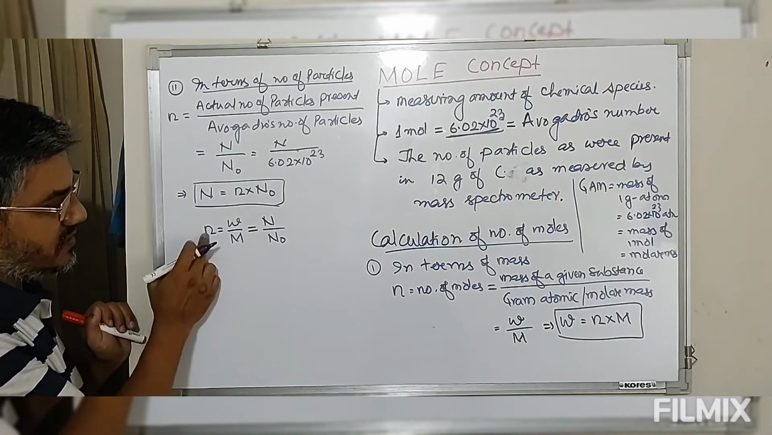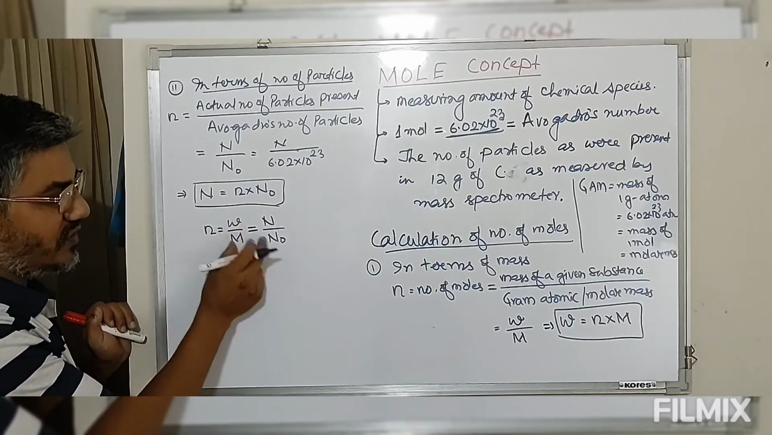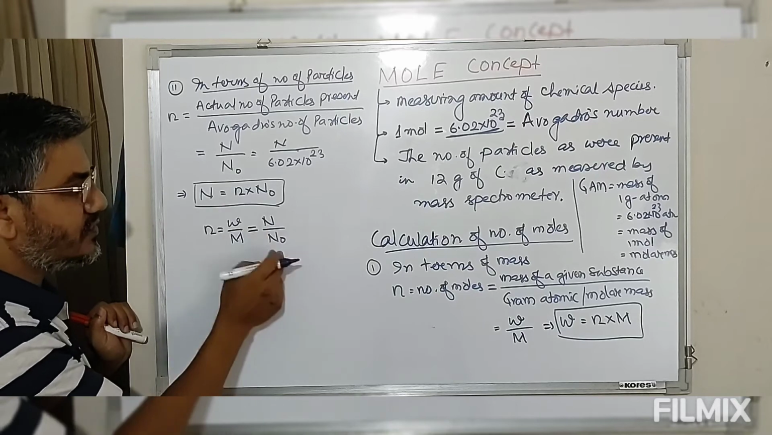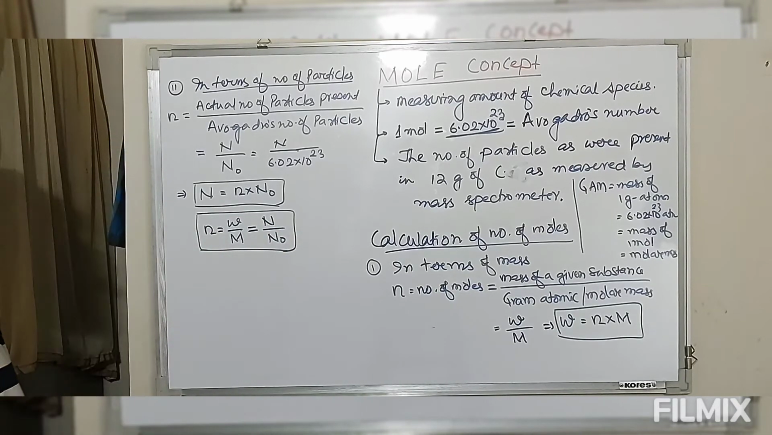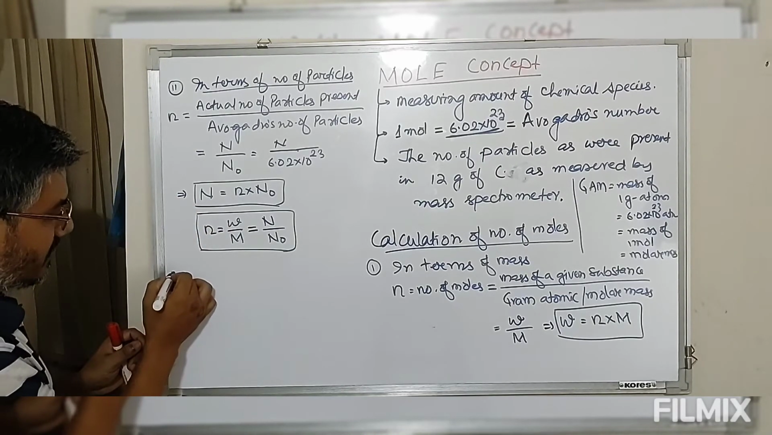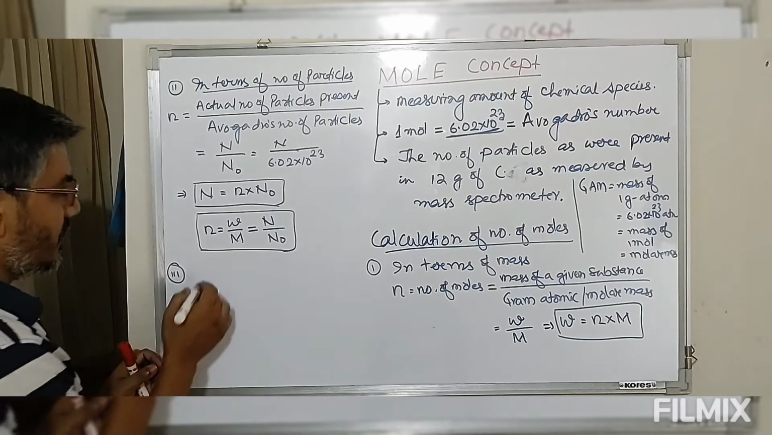So from these moles we can find number of particles, we can find mass, and once we have this mass and particle, we can relate these two to define the relation between number of moles and number of particles and the mass. Third, in terms of volumes.